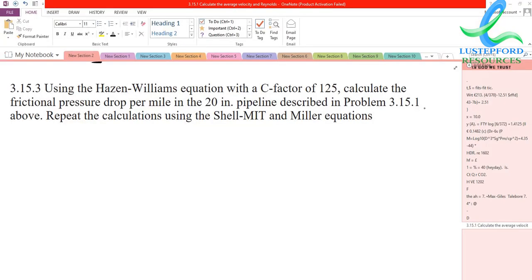Okay, using the Hazen-Williams equation with a C factor of 125, calculate the frictional pressure drop per mile in the 20-inch pipeline described in problem 3.15.1 above. Repeat the calculation using the Shell-MIT and Miller equations.